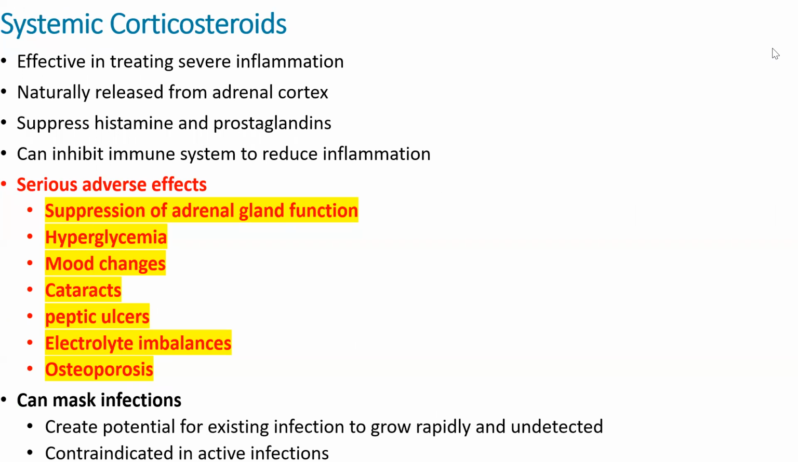Systemic corticosteroids. These systemic corticosteroids are effective in treating severe inflammation. Naturally, these steroids are released as cortisol from the adrenal cortex. These steroids can suppress histamine and prostaglandin.